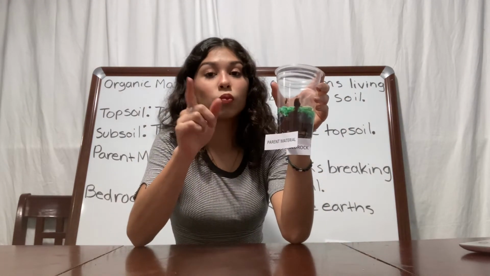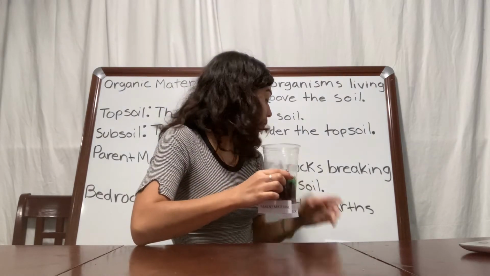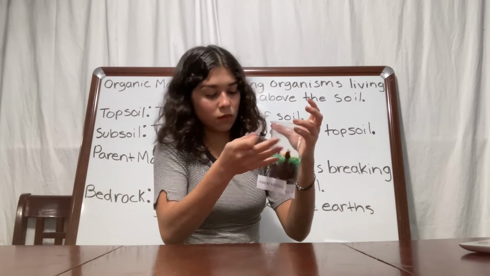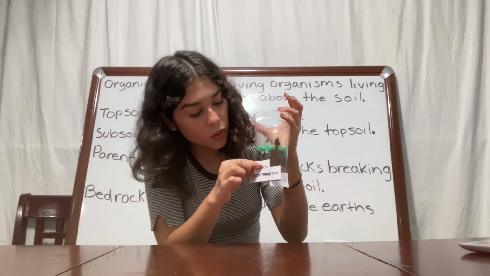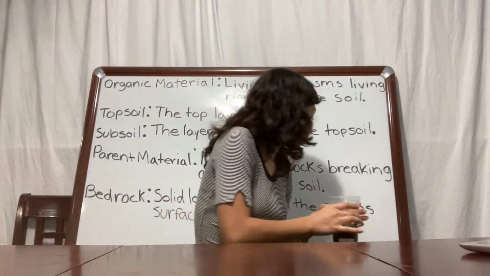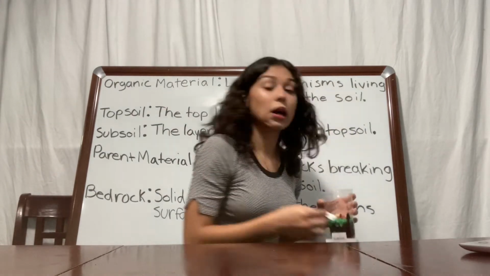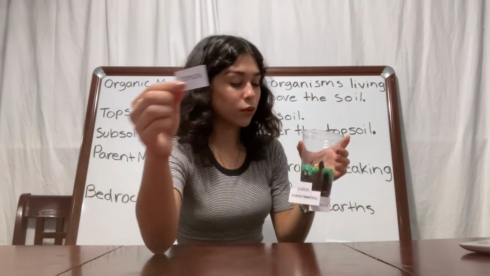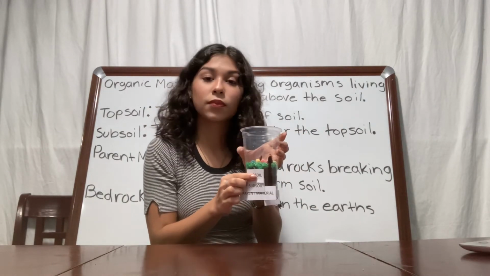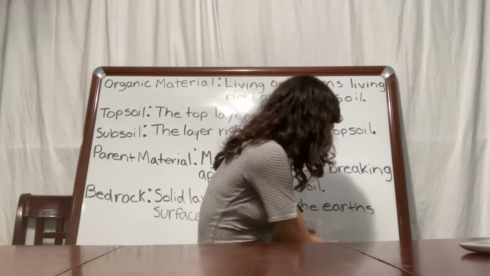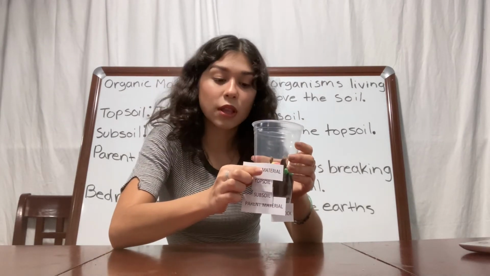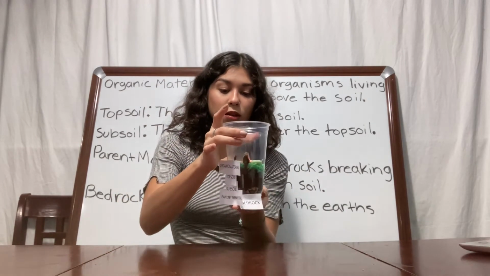Next is, that's right, our subsoil layer. So go ahead and put subsoil where it belongs, right above the parent material. Our next layer is the topsoil. Good job. Right above the subsoil. And finally, our organic material right on top, which is the layer that we can always see when we go outside.